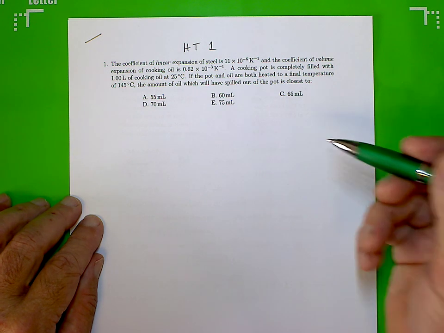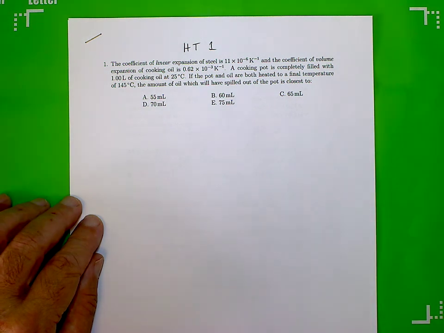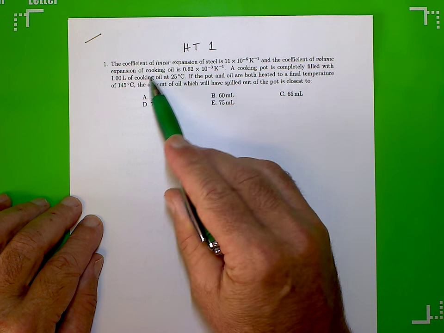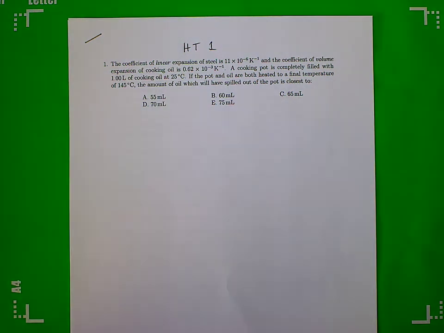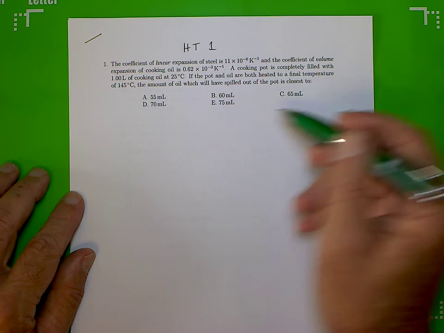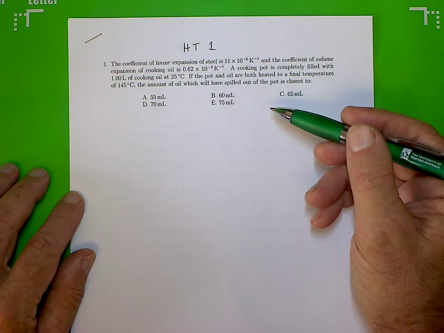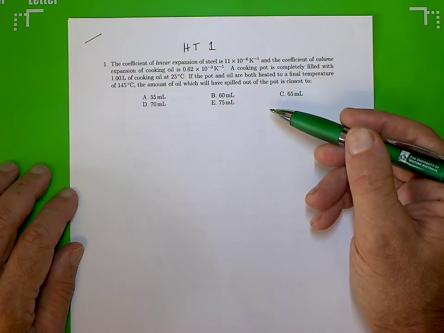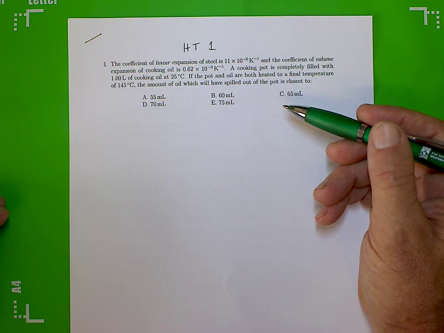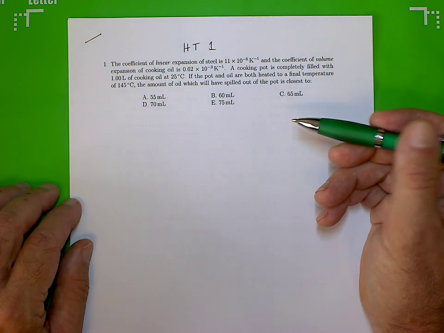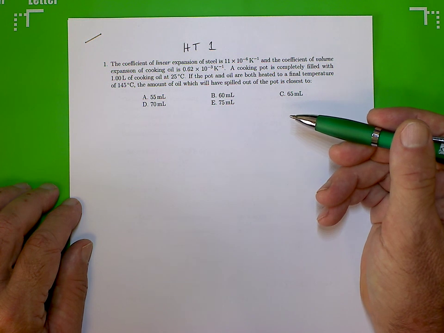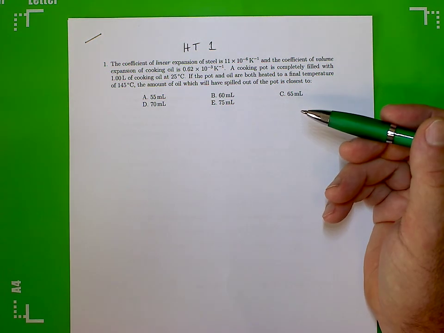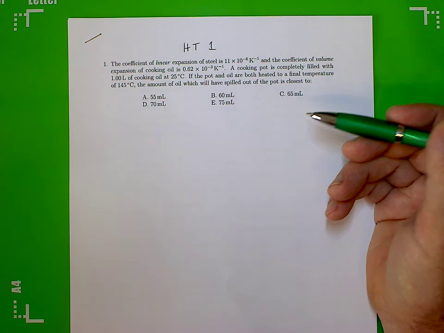Now, I guess the key bit to understanding is that the steel and the cooking oil expand at different rates. It's obvious looking at the solutions the oil expands faster, and so it'll have to overflow because it'll have a bigger volume than the volume of the pot. So how much overflows? I guess we need to find the new volume of cooking oil and the new volume of the pot. So let's do that.